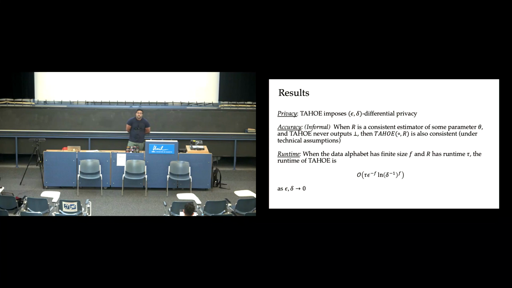Cool. So there are a lot of results in the paper. Here's just 3 of them as an advertisement. The first is we can actually prove that Tahoe imposes epsilon delta differential privacy for any script R you give us.